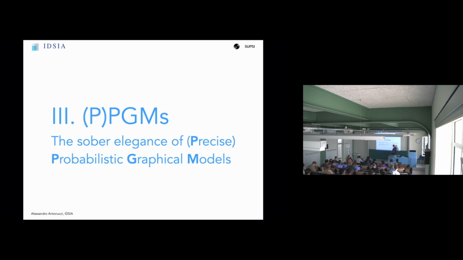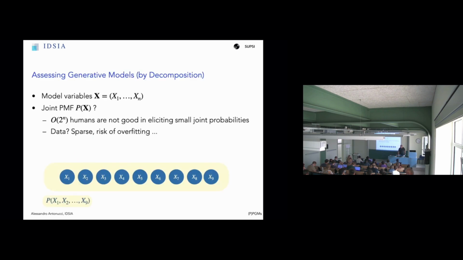Basically, probabilistic graphical models are probabilistic models. The meaning of the graphs is somehow overestimated. The graph is just a compact way to say something, and this something has to do with independence and with decomposition, but let's be more explicit on this.